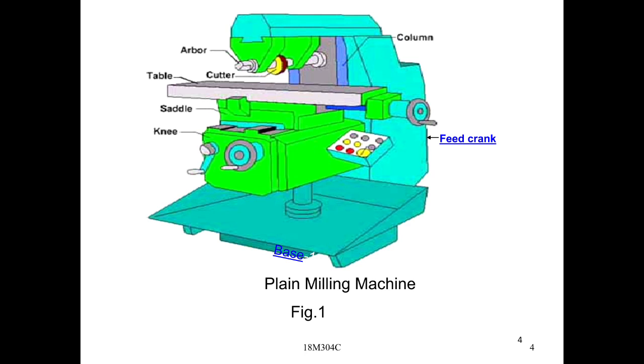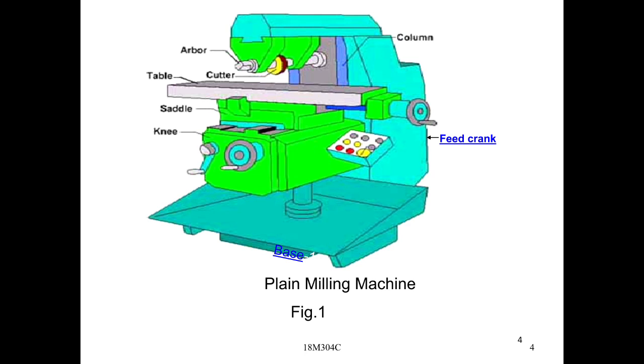One is the longitudinal, second is the cross, and third is the vertical direction of the table. Then in the top portion, the column is on one side, and the top portion is provided for the arbor unit. On the arbor, the cutting tool, the cutter, is provided. The milling cutter is placed on the arbor only, right? The arbor is nothing but a long shaft for holding the cutter. The milling cutter provided on the machine is used for cutting purposes, right? This is the main construction.